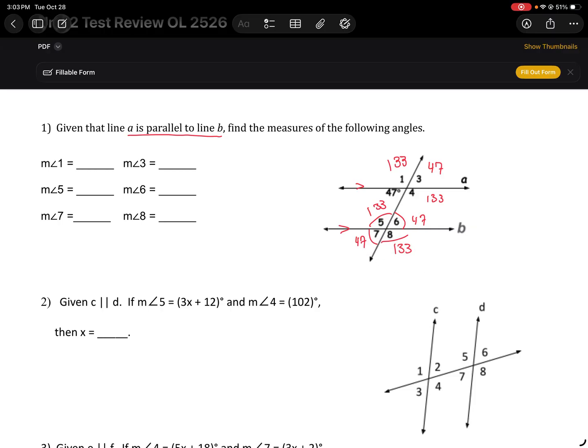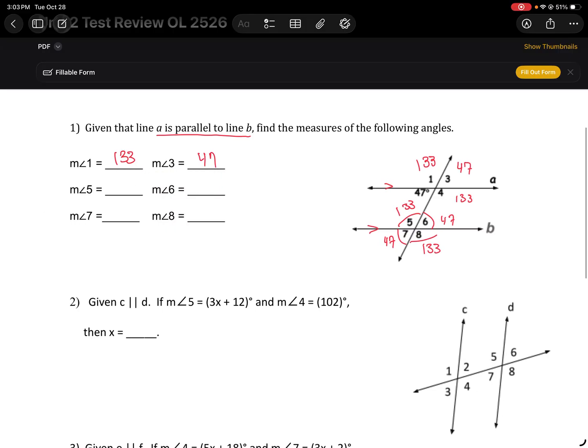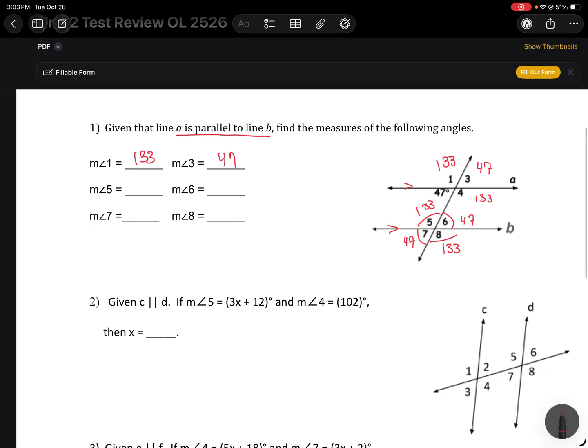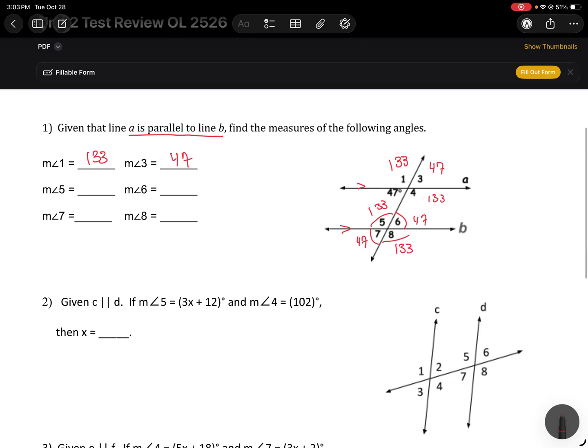So angle 1 is 133. Angle 3 is 47. Angle 4, 5, 6, and 7, and 8.